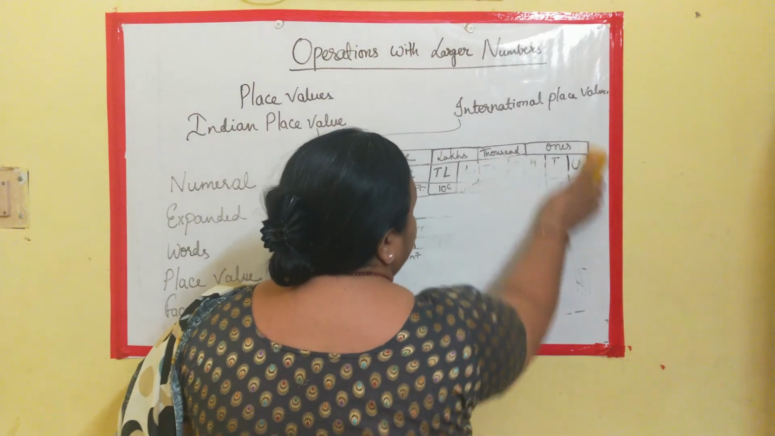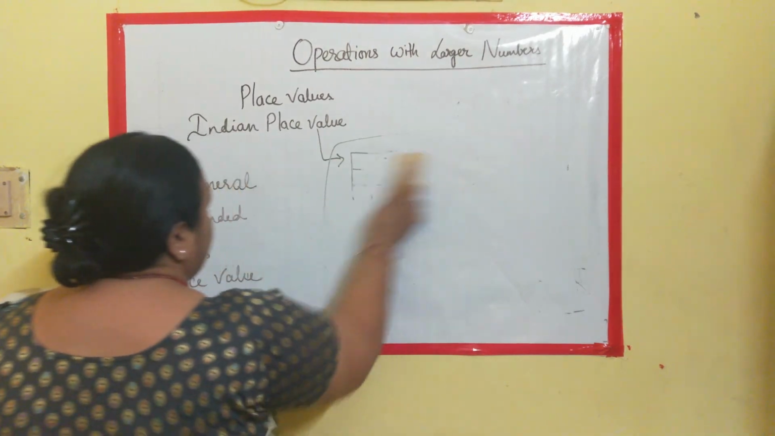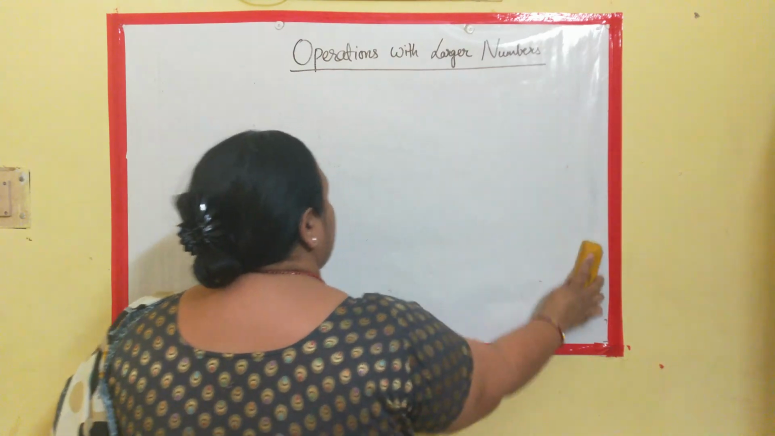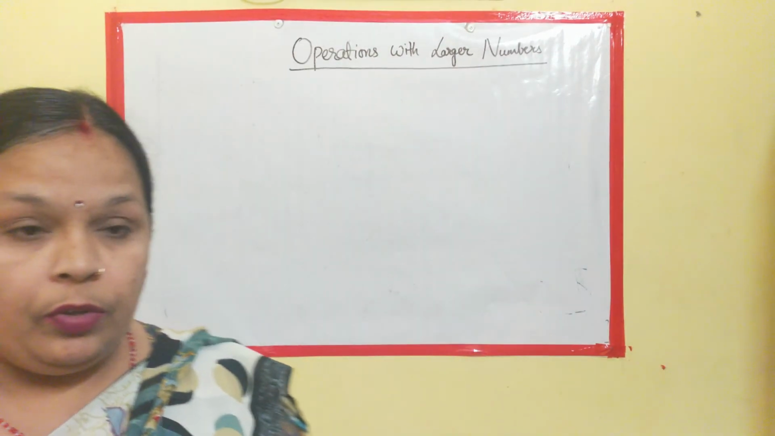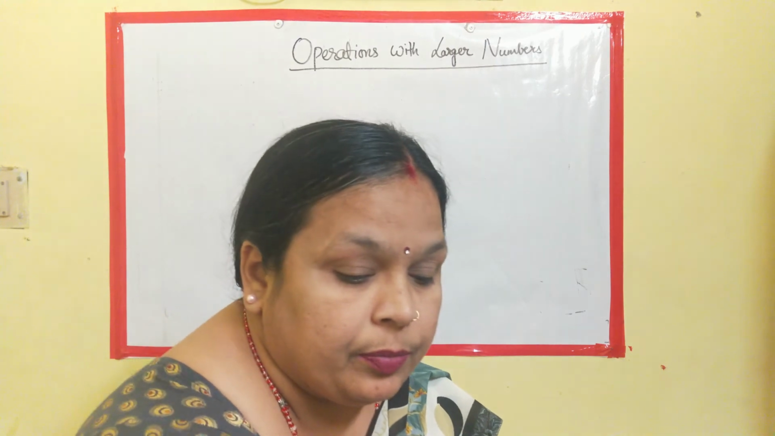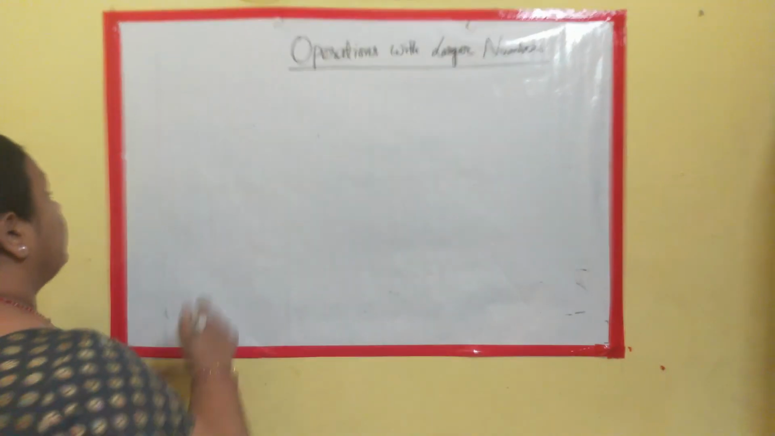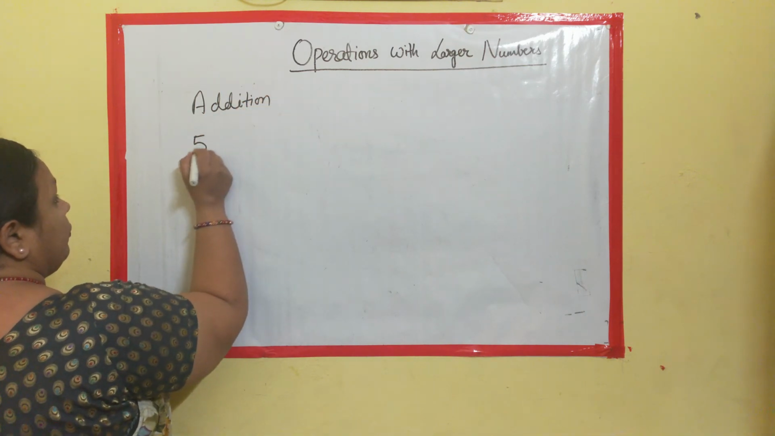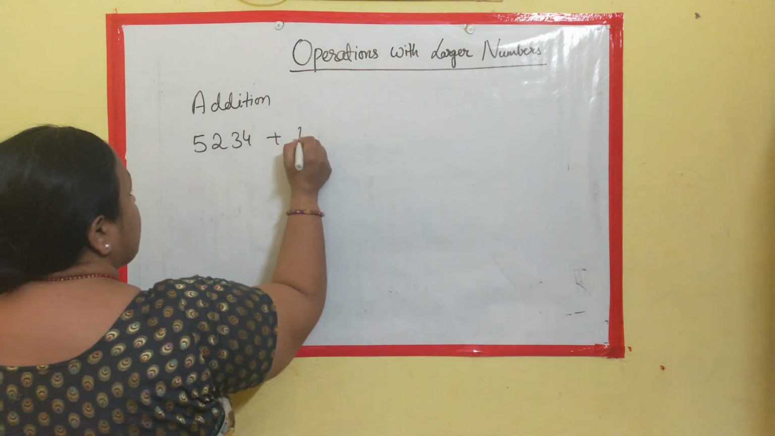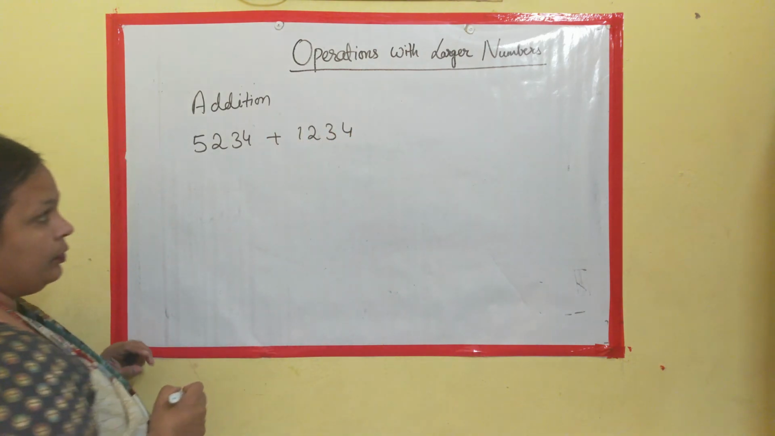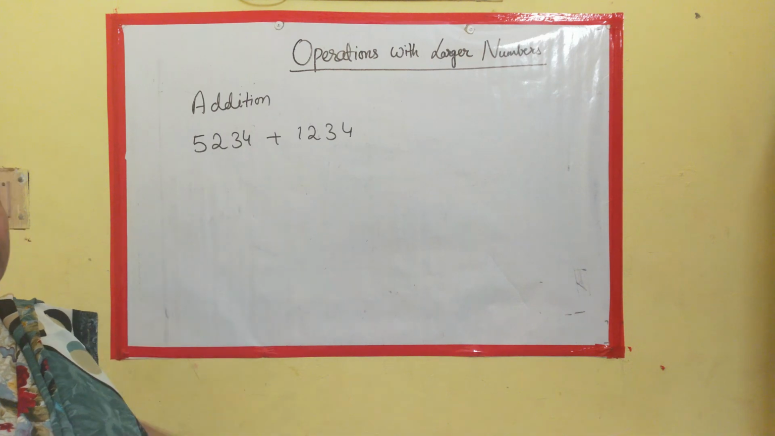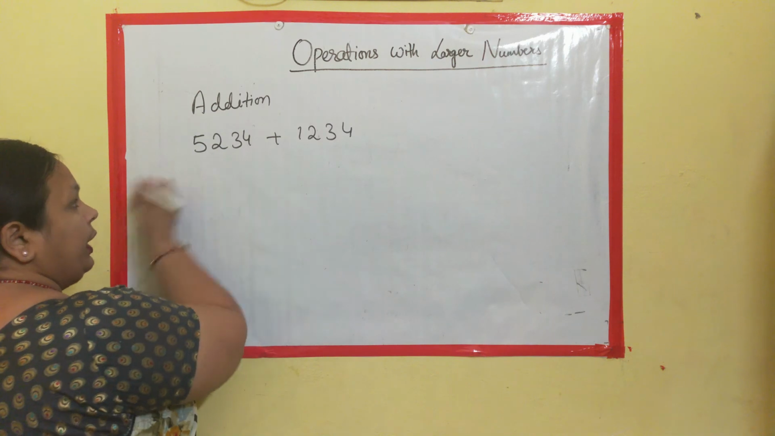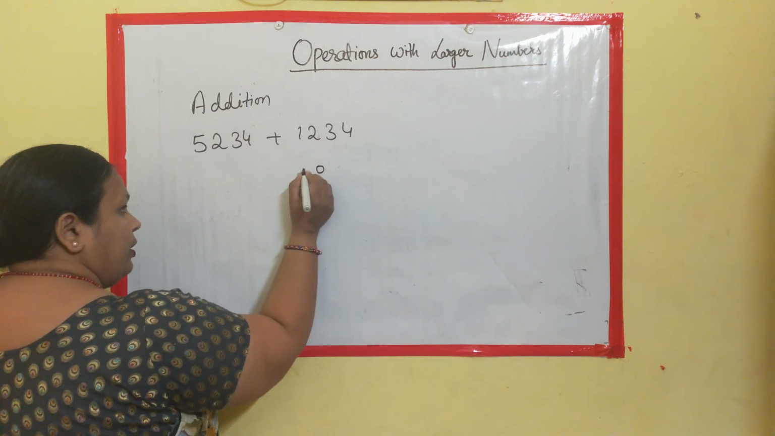So if we take the number 5,234 plus 1,234, these additions are very easy to do. What I am going to tell you is, when you are writing this number, firstly write the place values.